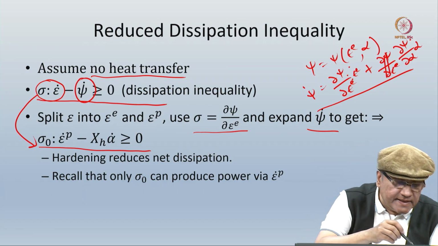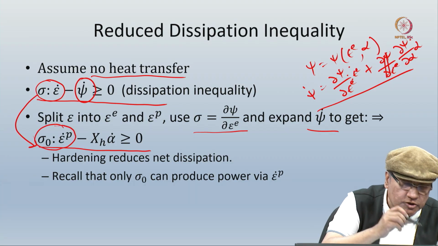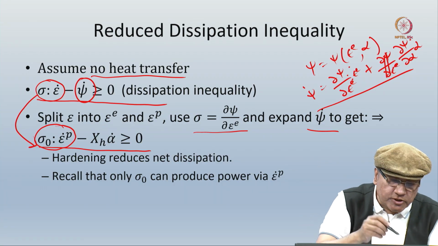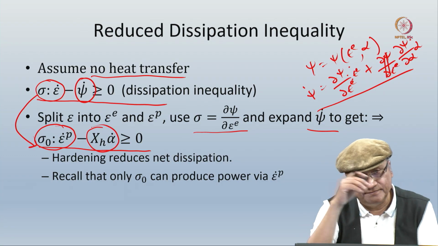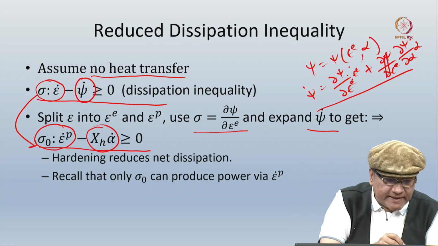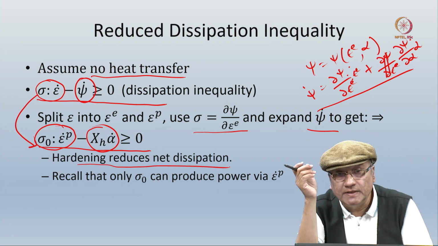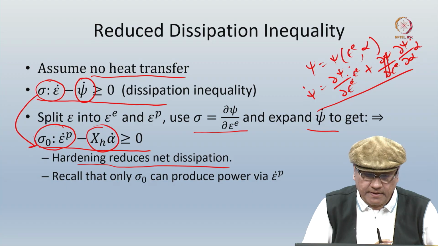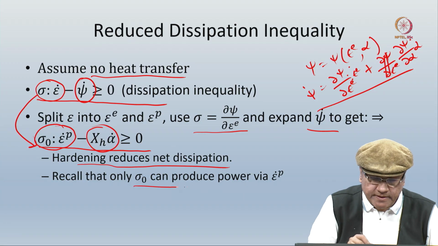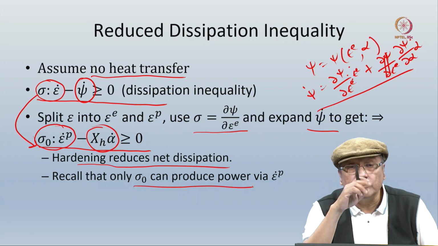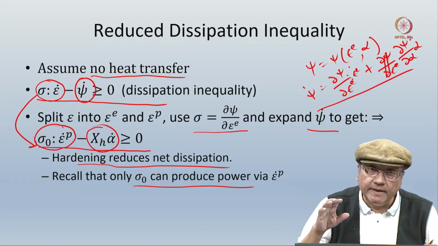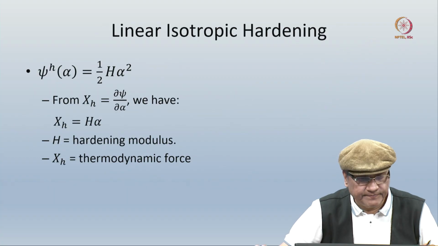Now you see that this is the actual dissipation which was there in the perfect plasticity. From there, because of the introduction of hardening, this part is removed, which is expected because this part is stored. So therefore I can say the hardening reduces net dissipation. Because of incompressibility, recall that we are only interested in the deviatoric part of sigma. So only sigma 0 can produce power by being applied on epsilon P dot.